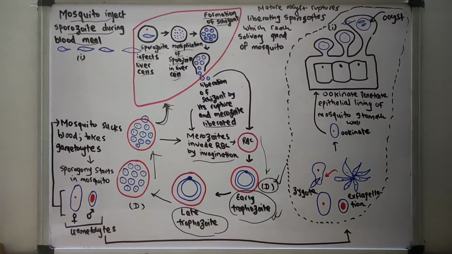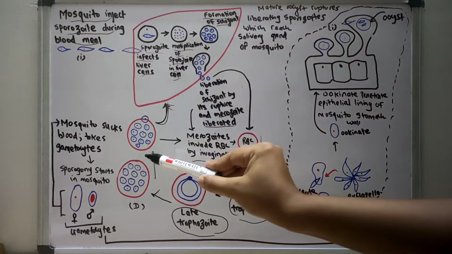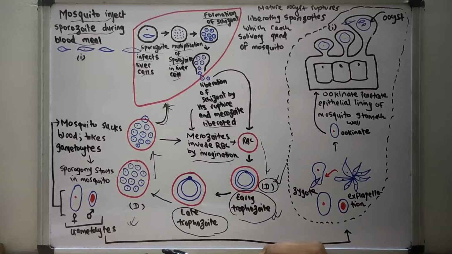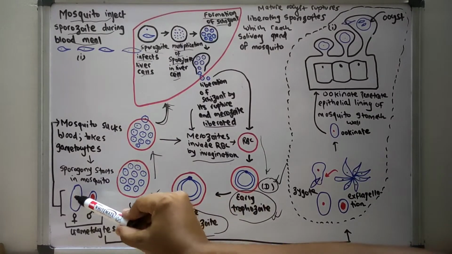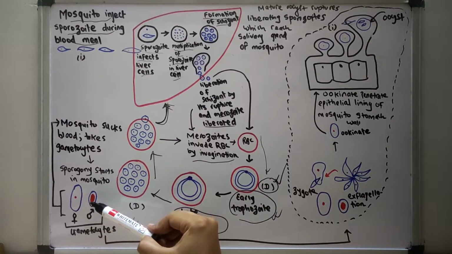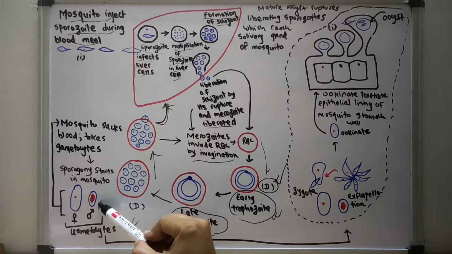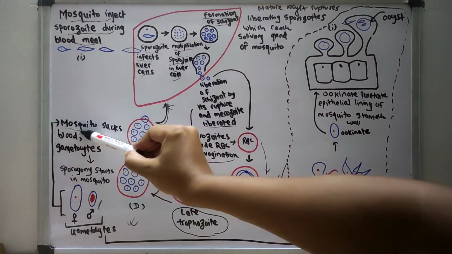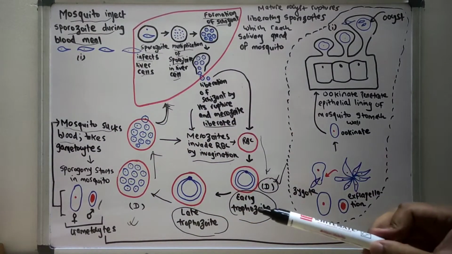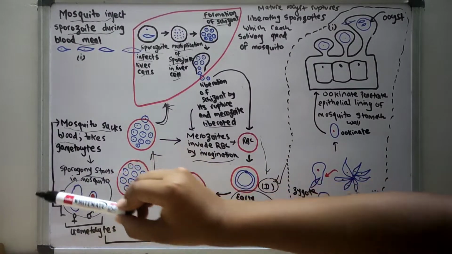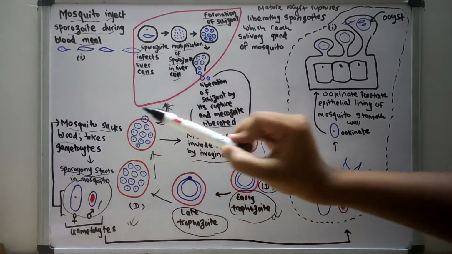So what happens is that some of the merozoites can undergo the gametogony phase. In the gametogony, two types of gametocytes are formed: one is the male gametocyte, one is the female gametocyte. We call them the macrogametocyte and the microgametocyte. The macrogametocyte is female and the microgametocyte is male. So the mosquito sucks the blood. When the mosquito is having the blood meal, it takes up these gametocytes and the sporogony starts in the mosquito.